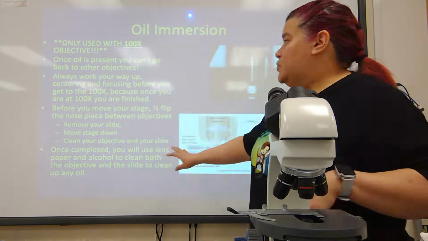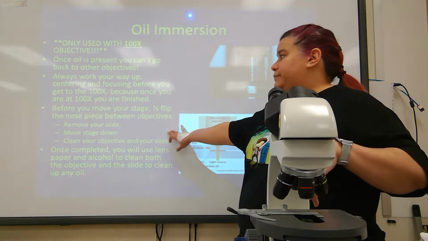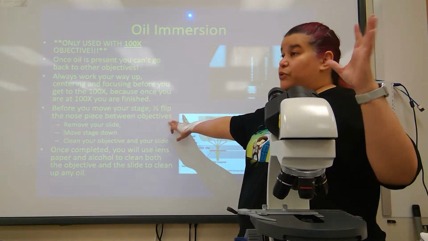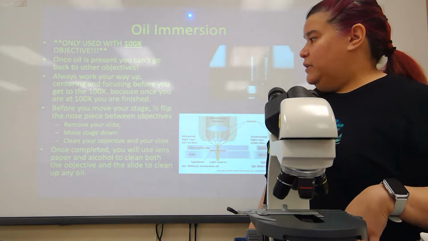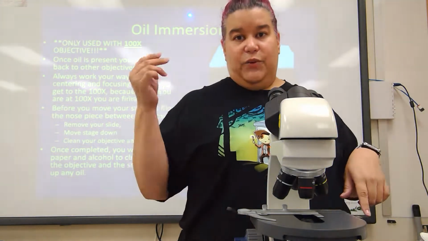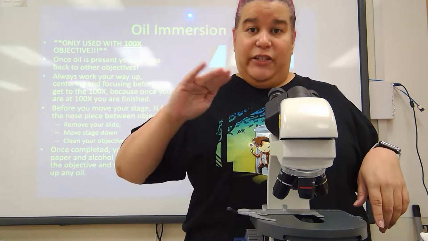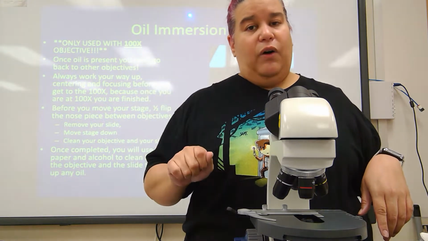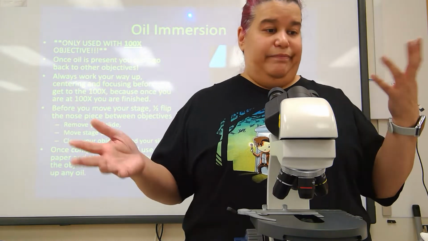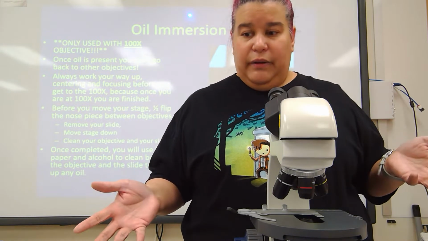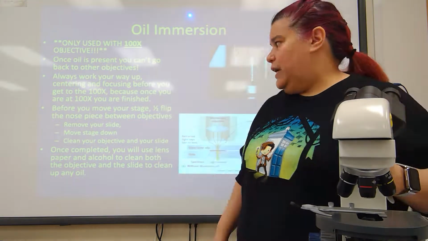Okay? So you're going to take your slide off. You're going to move your objective. You're going to take your slide off. You're going to move the stage down. Now is the time that you get alcohol. You clean the objective with a Kim wipe and alcohol, and you clean the slide off with a Kim wipe and alcohol, because water will just not do anything with oil. Okay? So that's how we clean after we're done.